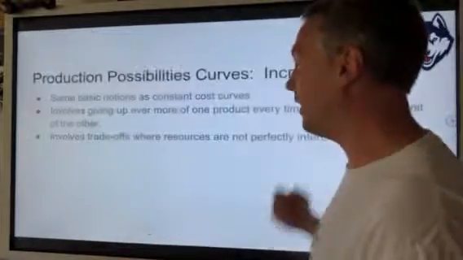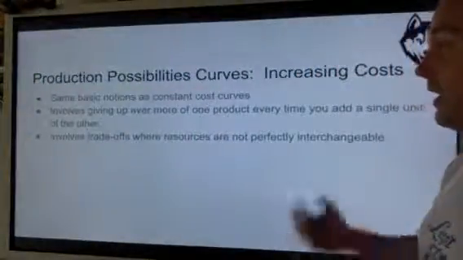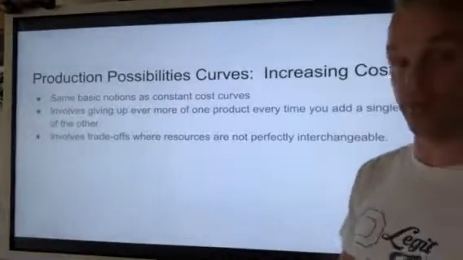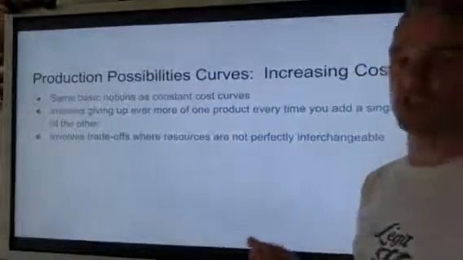So, final takeaway, same basic notions as a constant cost production possibilities curve. It involves giving up ever more of one product every time you add a single unit of the other. And it involves trade-offs where these resources are not perfectly interchangeable.